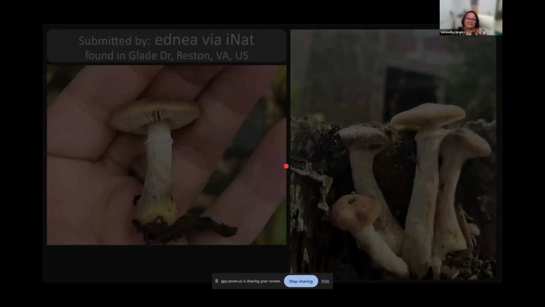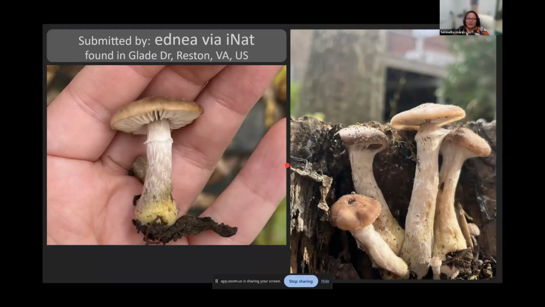Next. Then we have a lesser known member of the honey mushrooms group. This is Armillaria gallica. Now, usually when I find the honey mushrooms, they are on wood that's buried, and it appears that they're growing from the ground. So it could be roots that have decomposed.